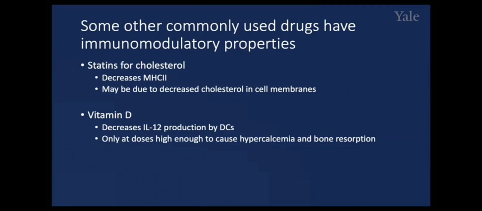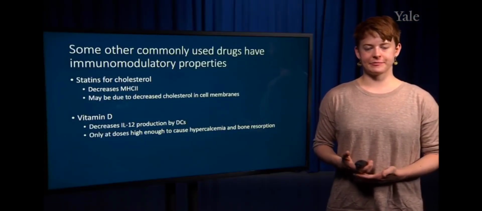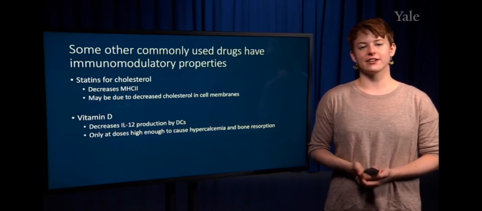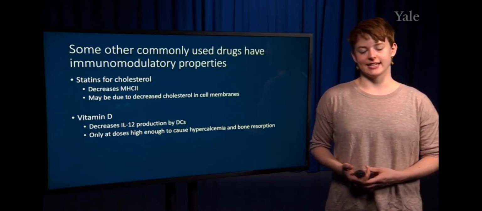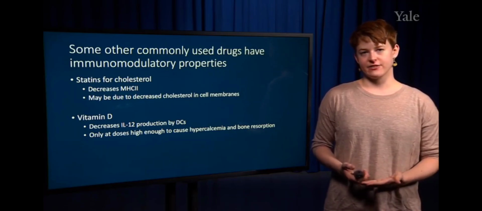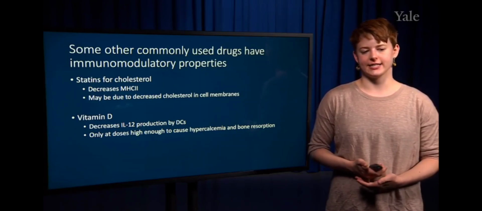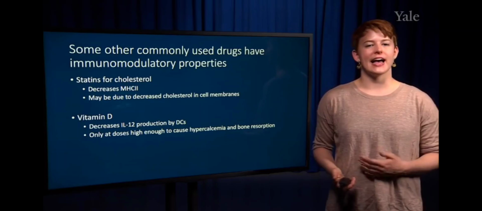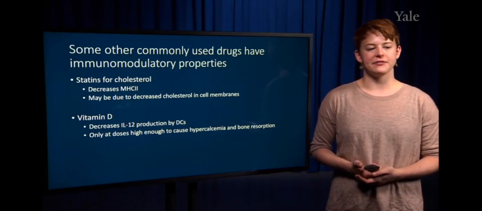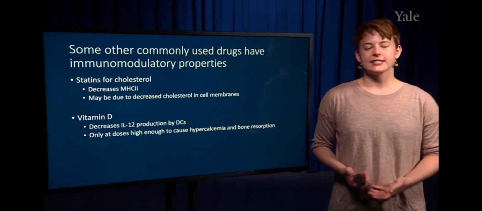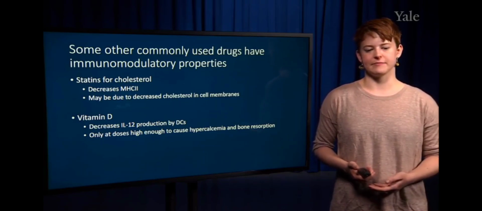Besides antibodies, there are a few other commonly used small molecules or hormones that have immunomodulatory properties. One of these is statins. These are often prescribed for high cholesterol, but they have the additional effect of decreasing the expression of MHC2 on the cell membrane. It's thought that this may be due to decreased cholesterol in the cell membrane. We also see that vitamin D3 decreases IL-2 production by dendritic cells, but unfortunately this is only at doses high enough to cause hypercalcemia and bone resorption. These are just two examples of other drugs, and it's important to keep in mind that drugs not necessarily associated with the immune system can still have immunomodulatory effects.